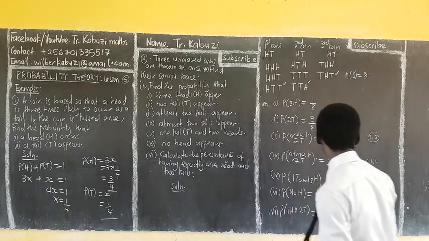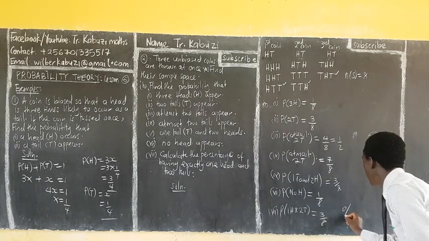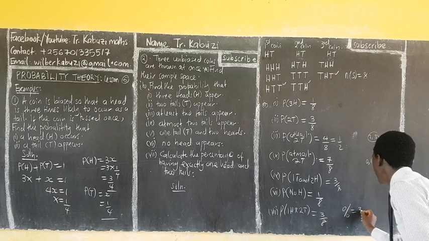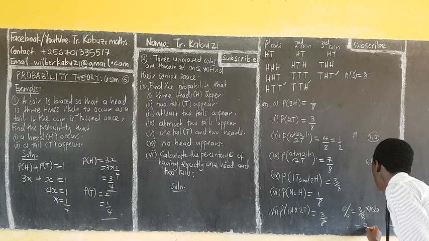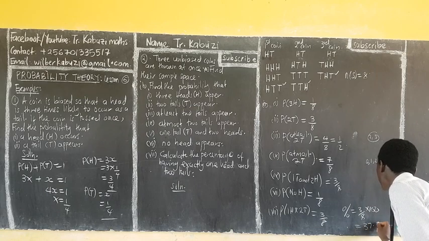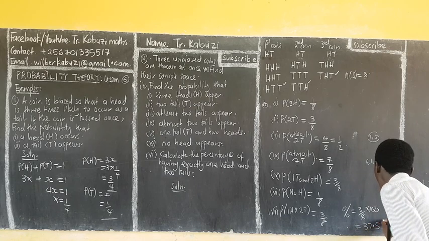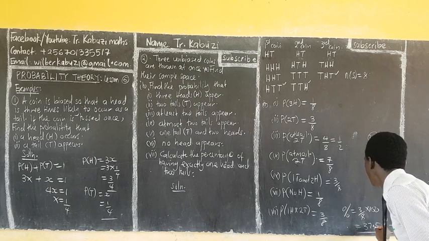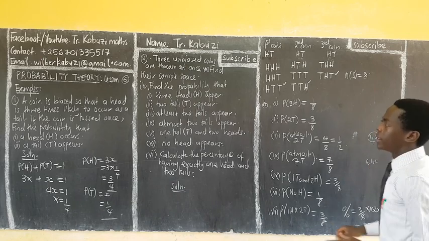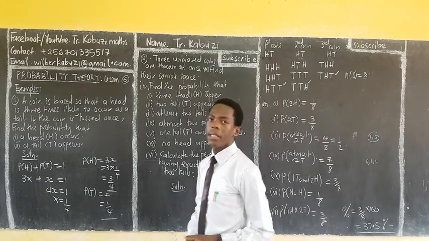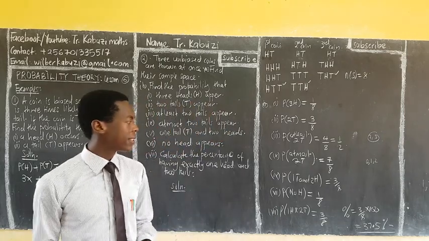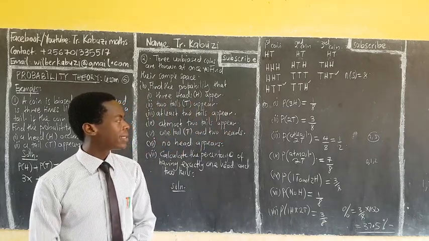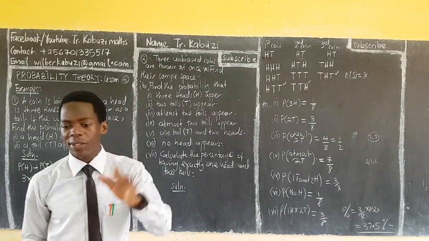Then it's percentage. So the percentage will be, you should just get this over 8, then times 100. I think this one is going to give you 37.5%. That's the percentage. So to get the percentage, just get the probability and multiply it with 100, as simple as that. So that's it, members, that we can handle that question. I wish you the best.